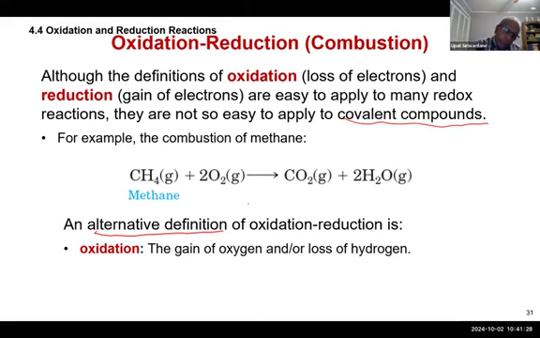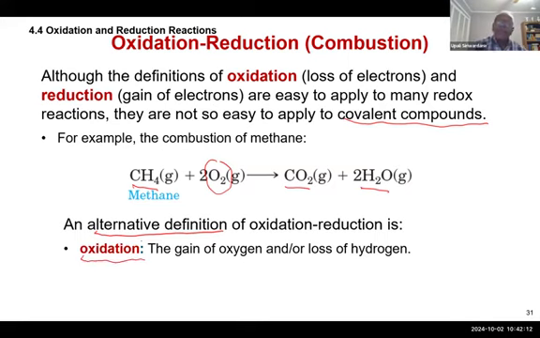Normally, oxygen is more electronegative. Therefore, what takes place is oxygen combined with methane form carbon dioxide and water. If a compound gains oxygen or loss of hydrogen, that process is called oxidation.